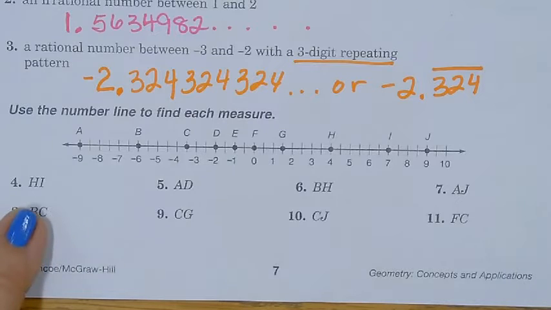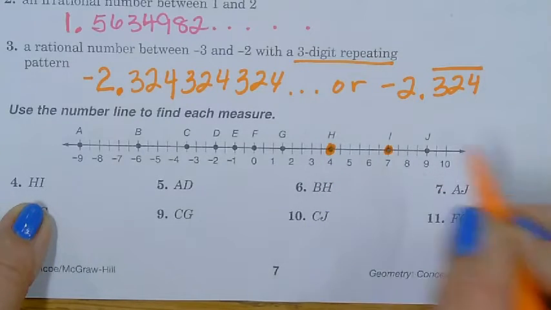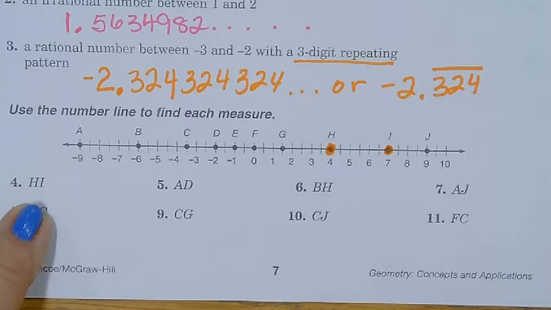Okay? So if we're asked to find the length of HI, so when you have 2 capital letters, so 2 points written next to each other like this without a comma, that notation means that they want us to find the length or the distance between those 2 points. So between H and I. How can I do that? Just count them. Count them. How many are there?